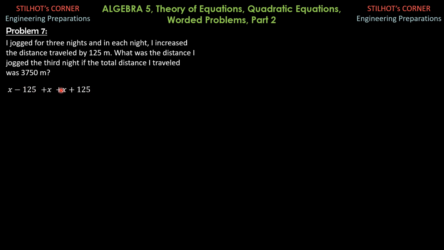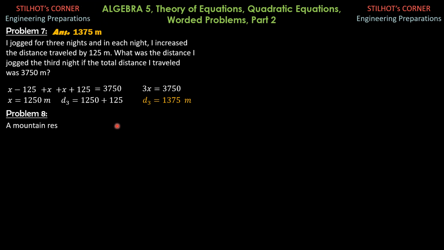Then I equate this sum of distances to 3750. Then this is 3x equals 3750. Solving for x, x is 1,250 meters. Therefore, the distance I jogged the third night is x plus 125, 1250 plus 125. So distance traveled the third night, d sub 3, 1250 plus 125, and that is 1,375 meters.